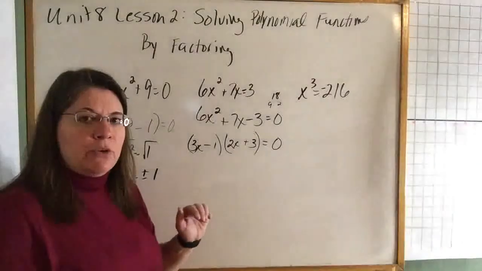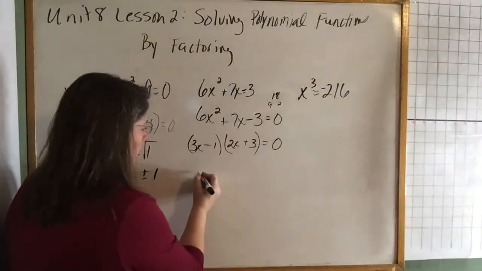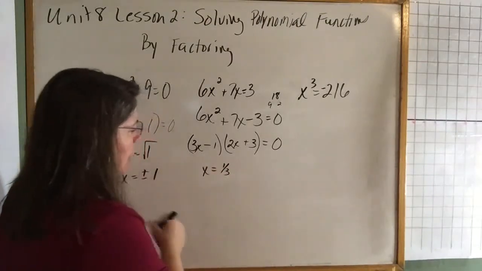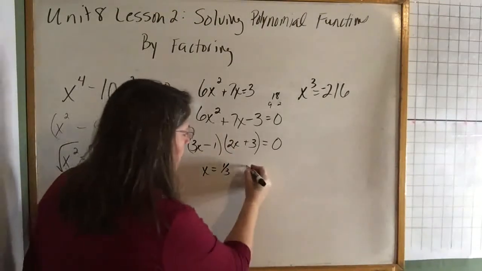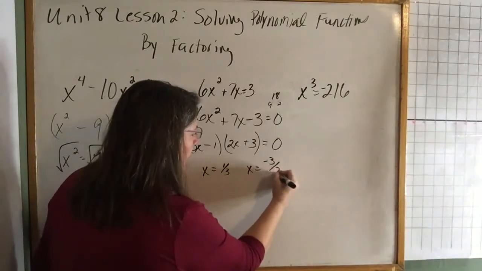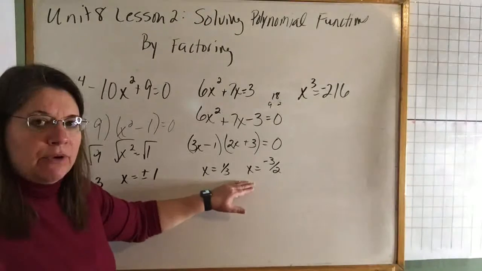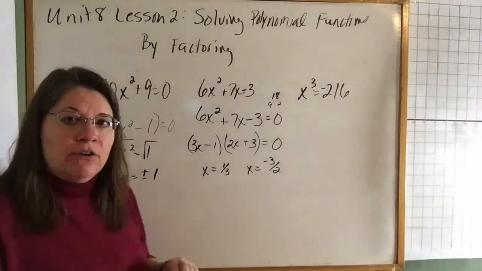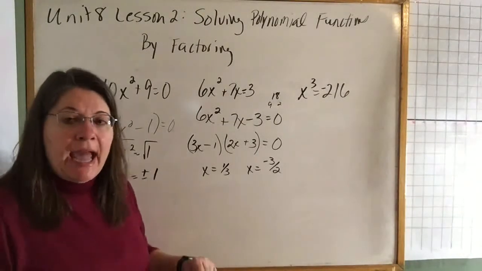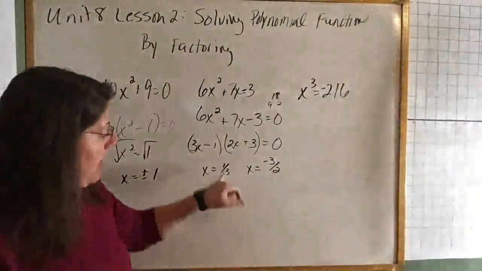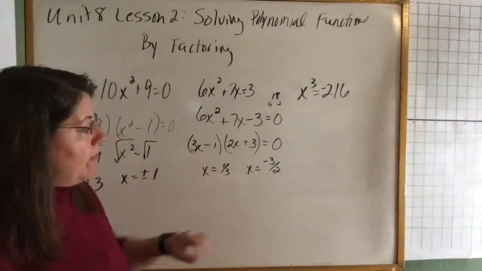Now I set each factor equal to 0 and solve. So for this one, I would have 3x equals 1, so x equals 1/3. And here I have 2x equals -3, so x equals -3/2. So my two answers here are 1/3 and -3/2. It's okay that they're not nice whole numbers. Sometimes that's going to happen. When we graph this one, it's just going to cross the x-axis at 1/3 and at -3/2 or -1.5.